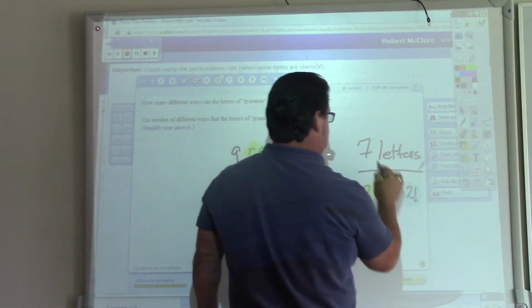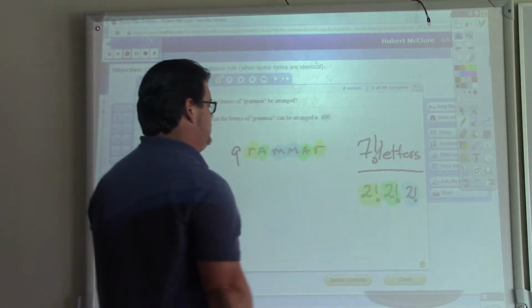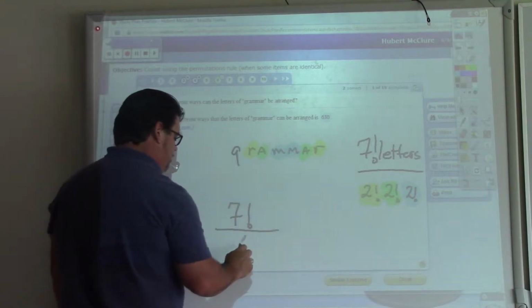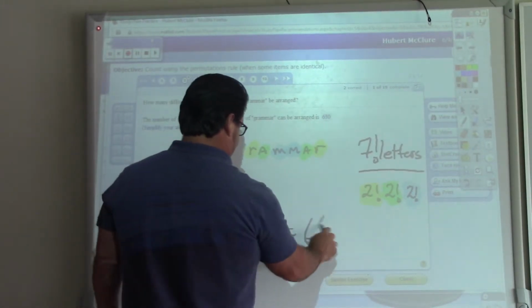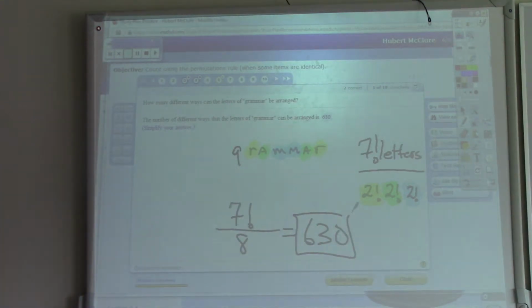And then, of course, the 7 letters goes 7 factorial. So you got 7 factorial over 8, and that's equal to 630. Needless to say, I'm trying to put one of those on the test.